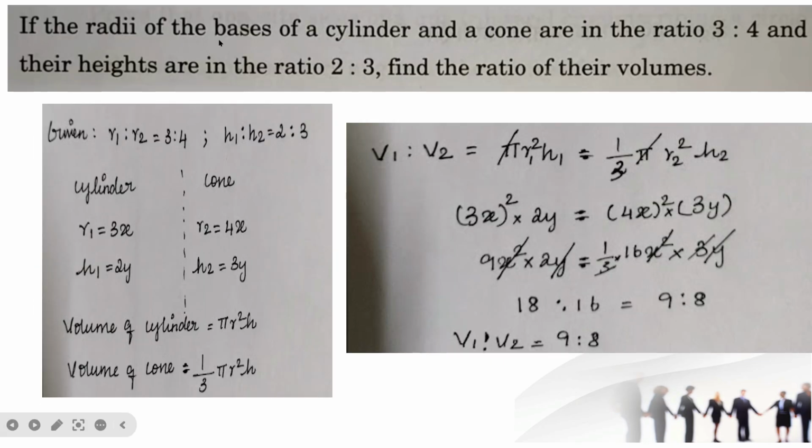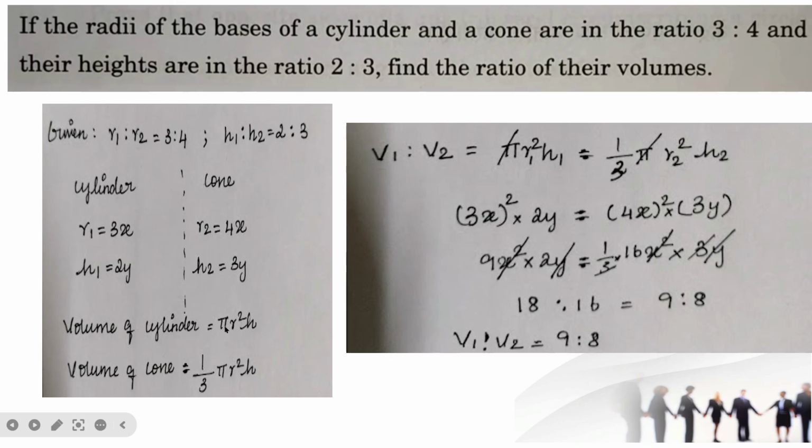Next, if the radius of bases of a cylinder and cone, we are having two different shapes, cylinder, cone. Cylinder and cone radius ratio is 3:4 and their height ratio is 2:3. What's the volume ratio they are asking? So write cylinder, cone, radius of cylinder, radius of cone, 3:4. So whenever it is a ratio, you can write 3x, 4x. This one height 2y, 3y.